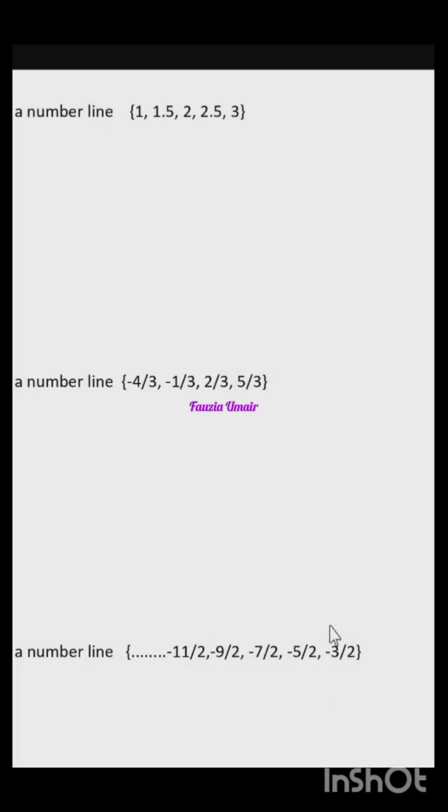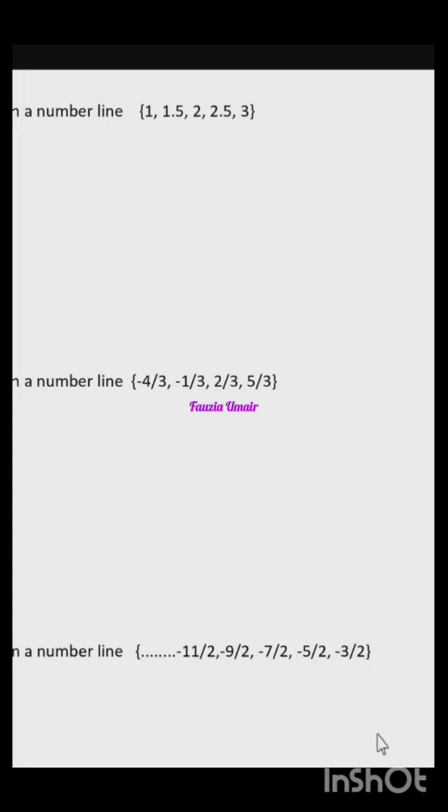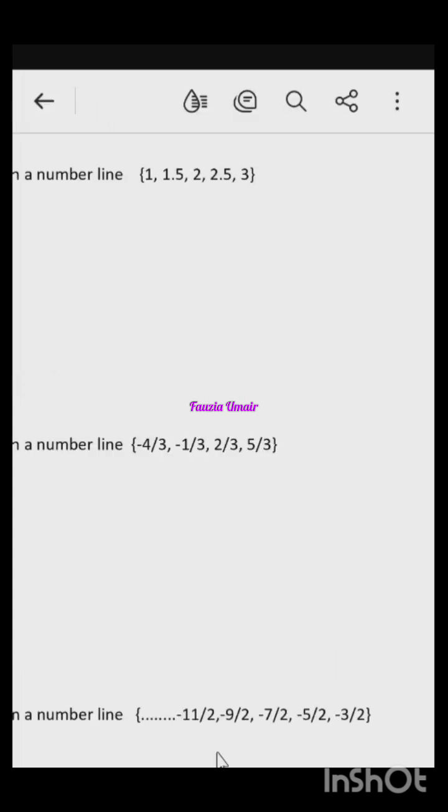-3/2 is what in mixed number? Please raise your hand for the answer. What is -3/2 in mixed form? Arshuman? -1 whole 1/2. Okay, so this is -1 whole 1/2. Very good. So what is -5/2? Anyone else? What is -5/2 in the mixed form?